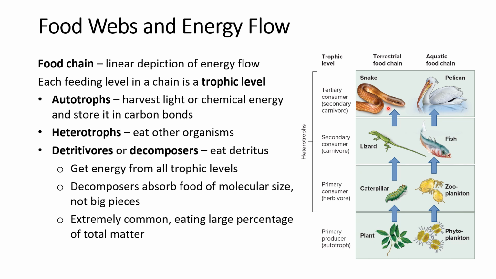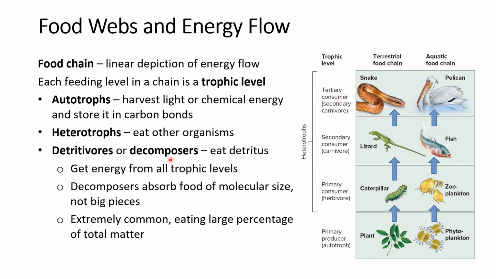They get their energy from all trophic levels because, for example, a detritivore like a scavenging vulture could eat a dead snake or a dead lizard. He may even consume some caterpillars, right? So they'll eat from all of those levels.